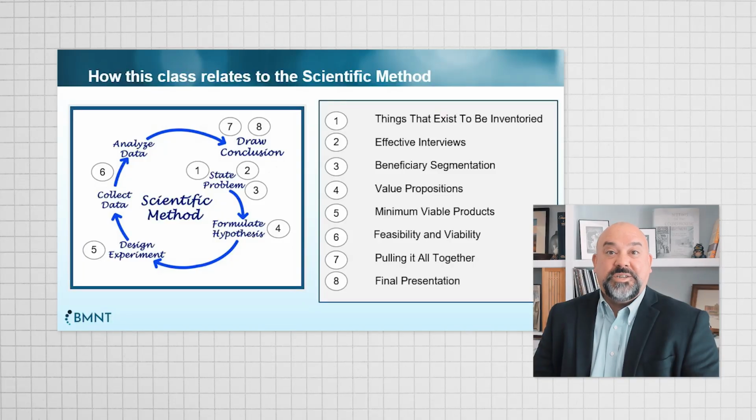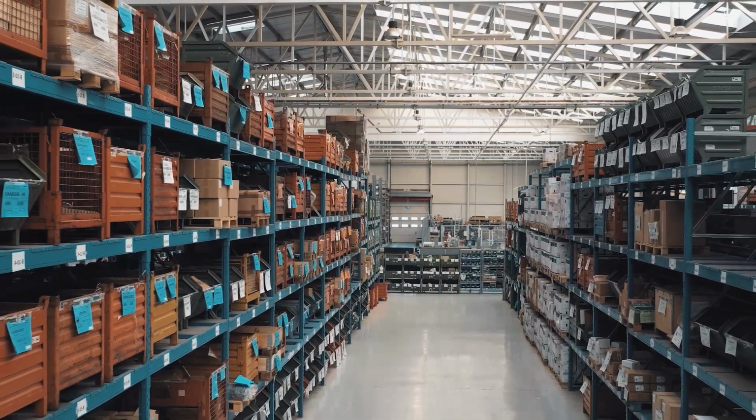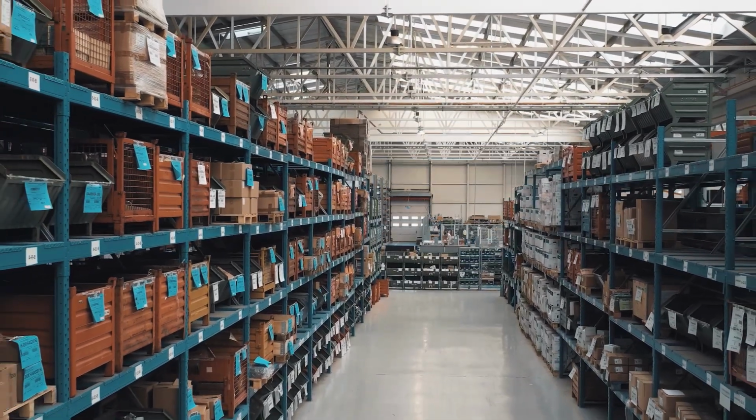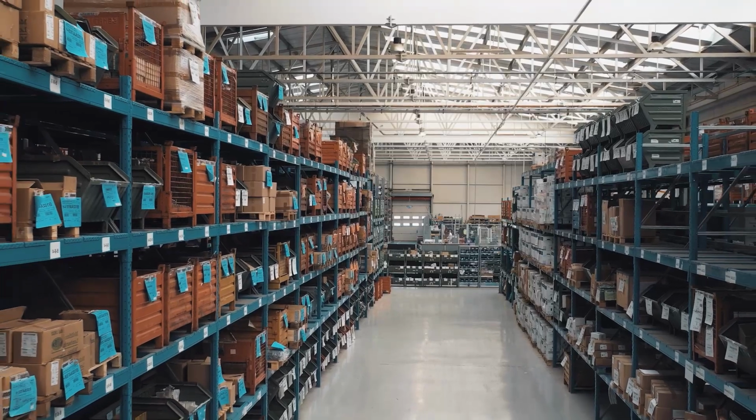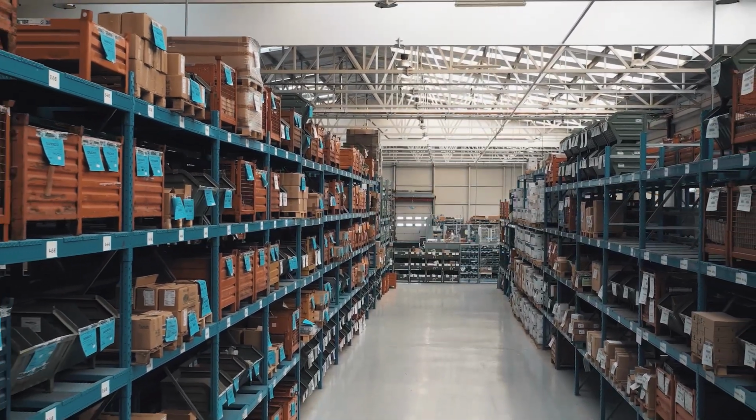So we're going to have you start by understanding what right does not look like. And that's called things that exist to be inventoried. Everyone who works in any public sector job has a file drawer or a closet or a Conex or a milvan full of things that were fielded to your organization that no one uses. The only time they see the light of day is when it's time to inventory them.